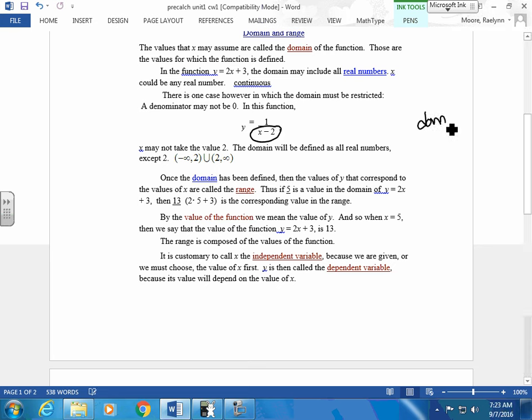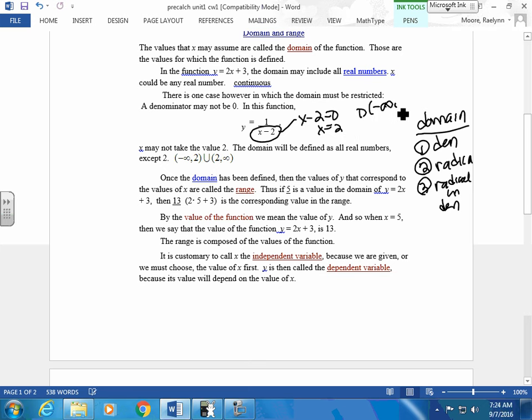There's really 3. A denominator, under a radical, and a radical under a denominator. There's only 3, and I'm pretty sure you started them in the Common Core, right? Kind of? Okay. Did you set this equal to 0 and then remove it from your domain? Did you do this? Yeah.